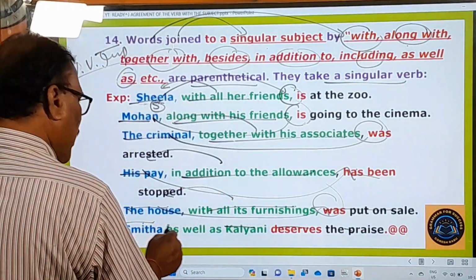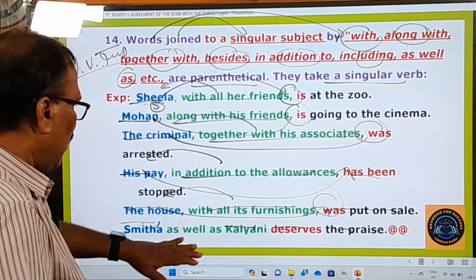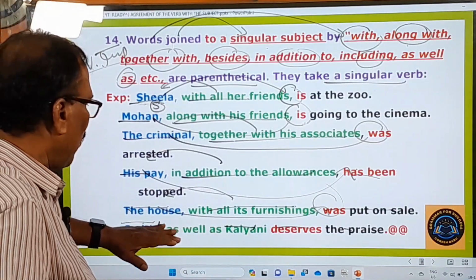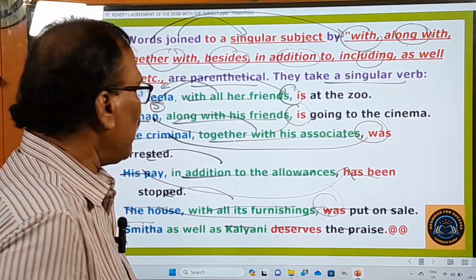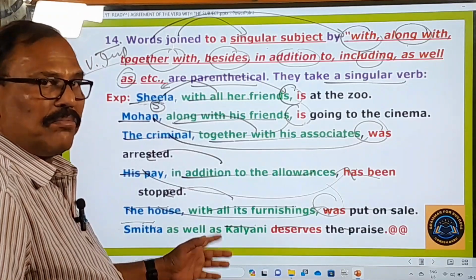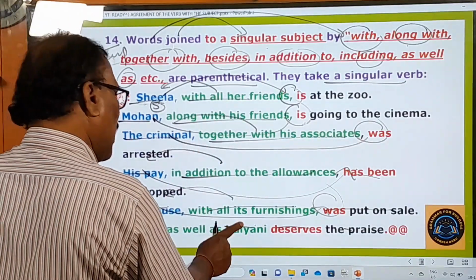So here, Smita as well as Kalyani. This has to be separated by commas. But generally nowadays people are not separating this additional information by using commas. They are not making it parenthetical, separating by commas. They are not doing that. That's why, Smita as well as Kalyani.